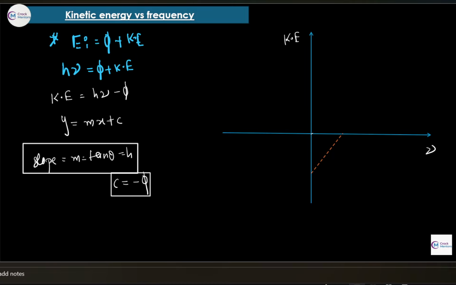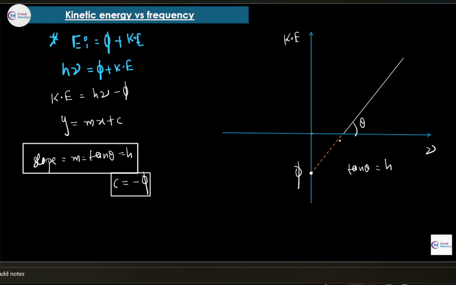Okay, and it is like this. Okay, this is the point which is of phi, and this is theta. Then what is the slope right here? We have that it is nothing but equal to h.